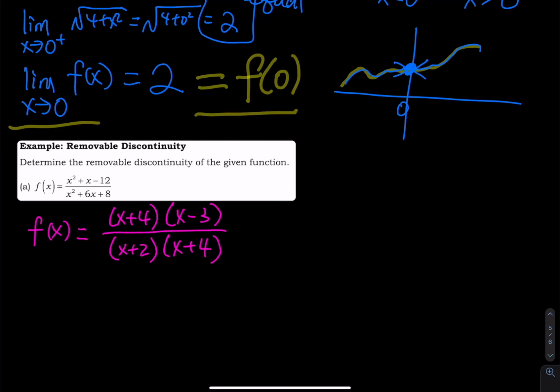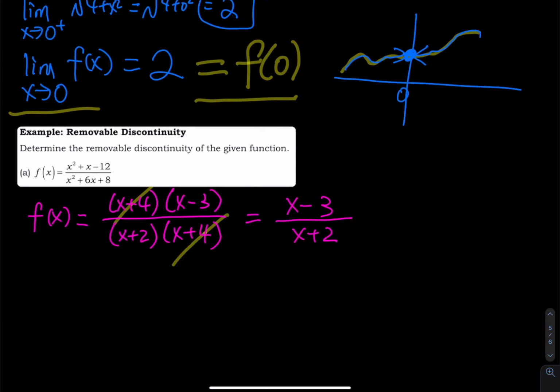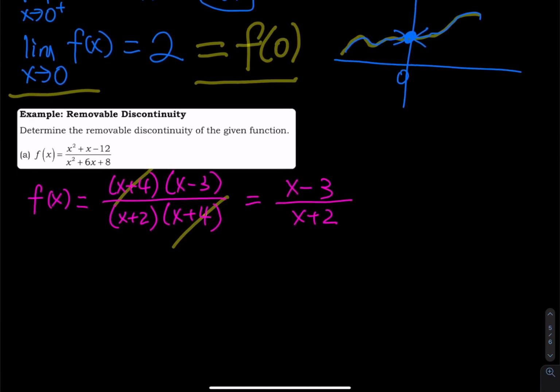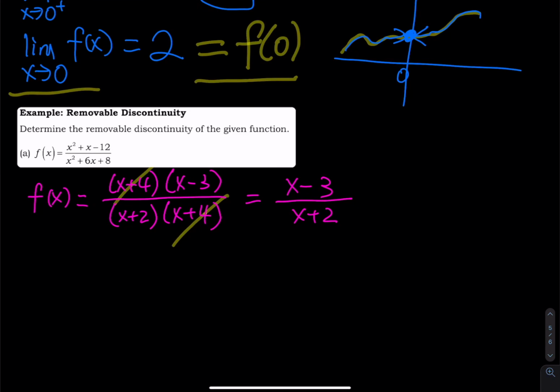And then can we simplify anything? Yep, we can get rid of the x plus 4. So the function is equal to x minus 3 divided by x plus 2. All right, that is how you simplify. But before you simplify, look at the factored form. Look at the denominator, what x cannot be. We can say that x cannot be equal to -2 and -4. If x equals either of these, then you have a 0 in the denominator, which makes the function undefined.